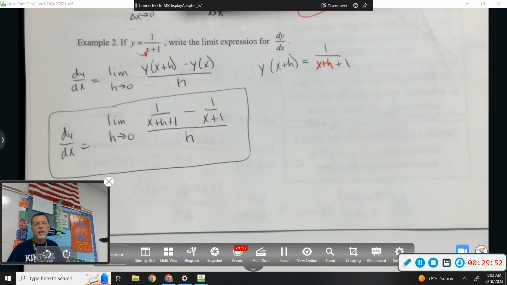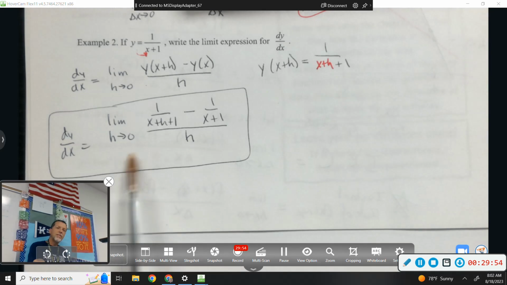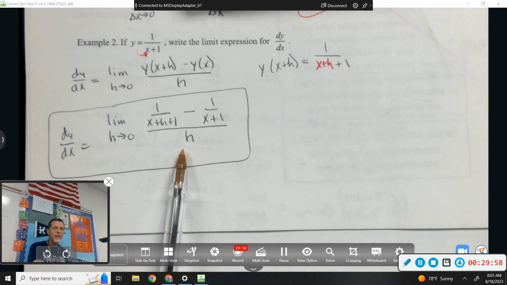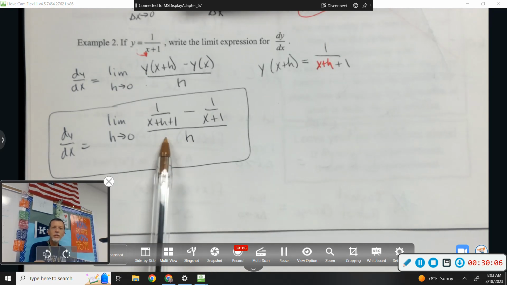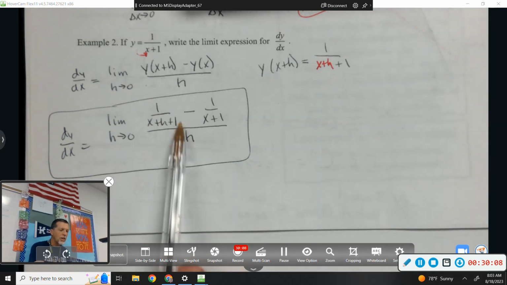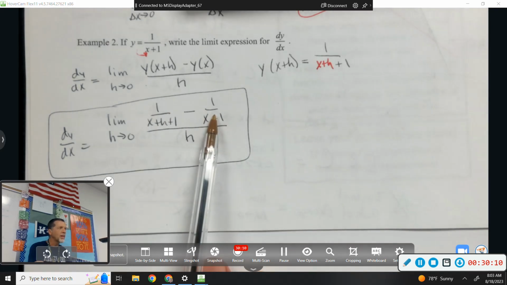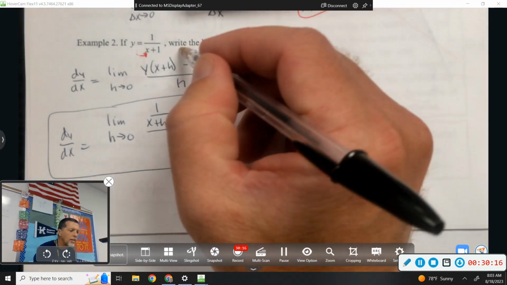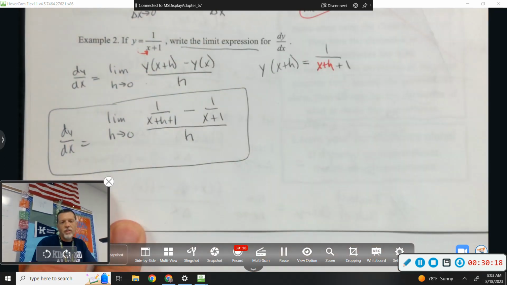Do you know how we would clean that up if we wanted to go further with our algebra? We had problems like that on the last test. You used the fraction thing, so I'd have to multiply through by x plus h plus 1 and by x plus 1. And so that would be a calculus yucky situation, which is why we said write the limit expression, don't finish the problem.